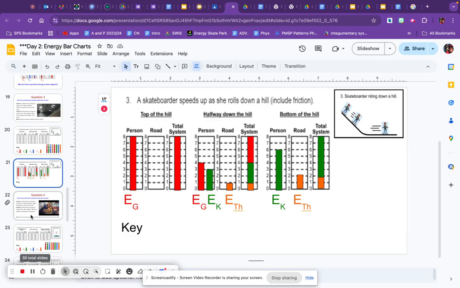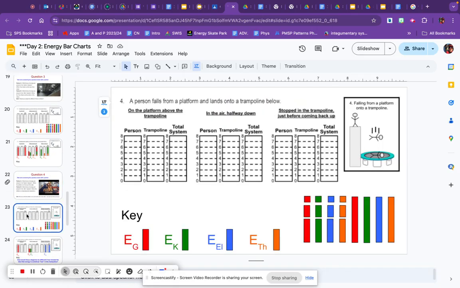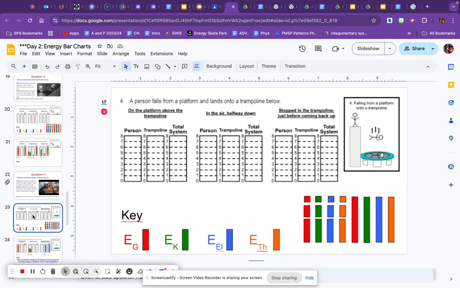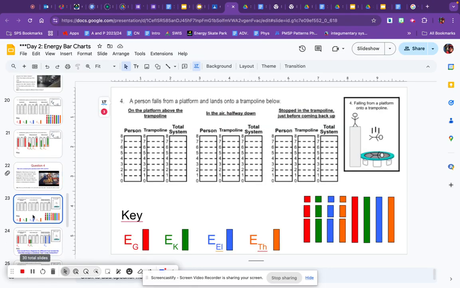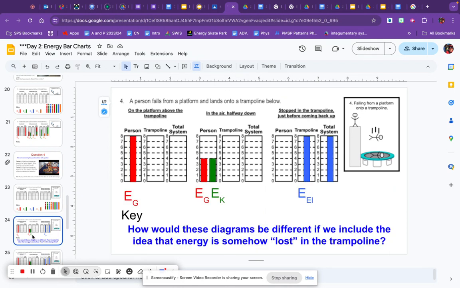Okay. Continuing with the last one, we have a person jumping into, I think it's a mat. And so watch the video, and then fill out your energy bar charts. You can stop it here, but I'm going to continue with the answers on the next slide.